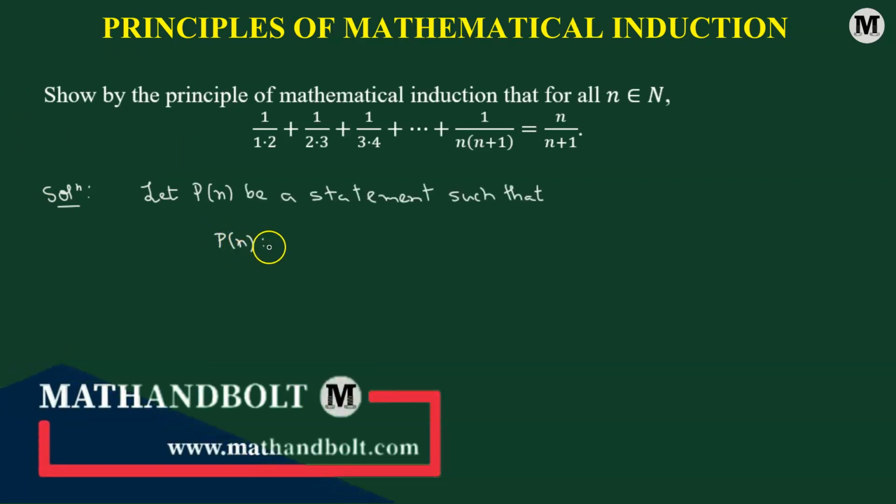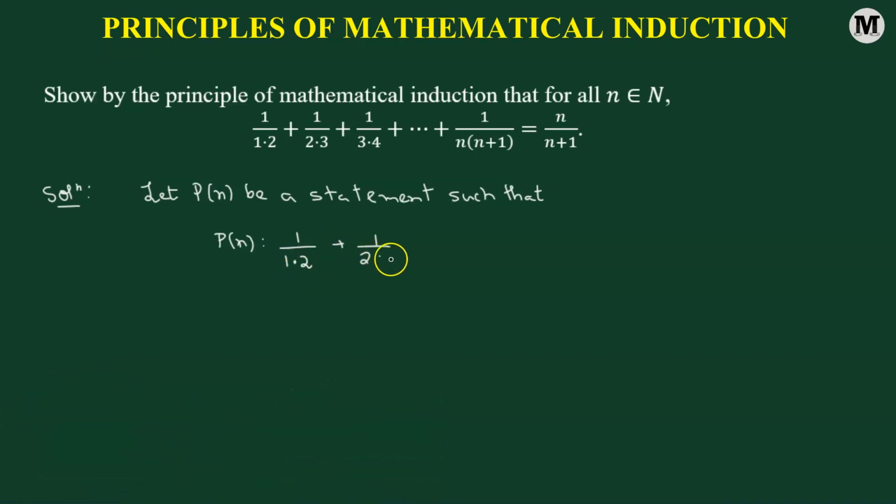Here we're going to define the statement P(n) as 1 over 1 multiplied by 2, added to 1 over 2 multiplied by 3, added to 1 over 3 multiplied by 4. This goes all the way up to the last term given by 1 over n multiplied by n plus 1. So it's given that the sum of these terms is n over n plus 1. So we're considering that this is the statement represented by P(n).